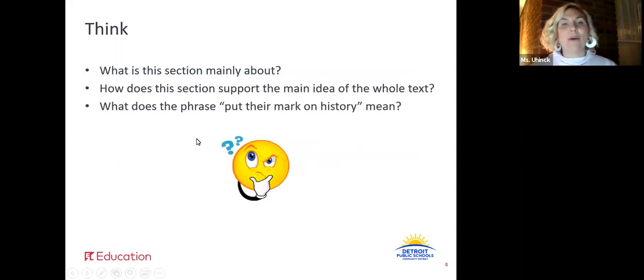I want you to think about, what is this section mainly about? How does this section support the main idea of the whole text? And what does this phrase, put their mark on history, mean? And you can find that phrase, put their mark on history, in that first paragraph of that section. All right, pause this video and go ahead and think about those 3 questions.